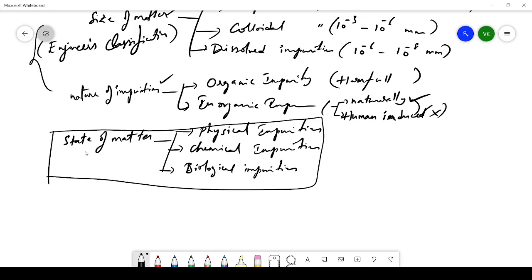In the next step, we will study the treatment of water. So obviously, we will study impurities based on size of matter and impurities based on nature of impurities. Since we should study the testing of water, let us see how we identify the physical impurities, chemical impurities, and biological impurities in the water.